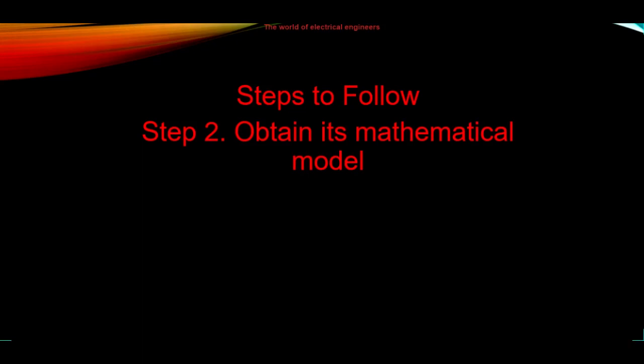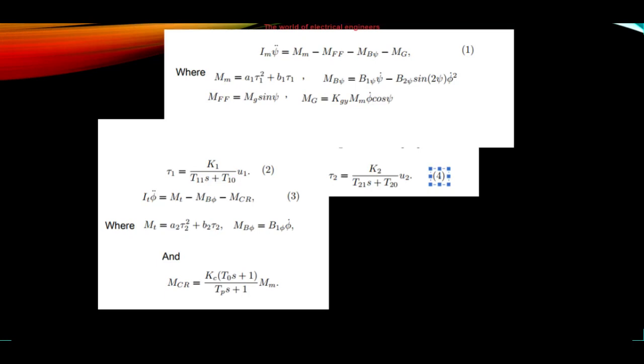Second step is to obtain the mathematical model of our system. So, this is the mathematical model of Twin Rotor Aerodynamic System. It consists of 4 equations. These are non-linear equations that describe the mathematical model of Twin Rotor Aerodynamic System. This is the first equation, second equation, third equation, and fourth equation.